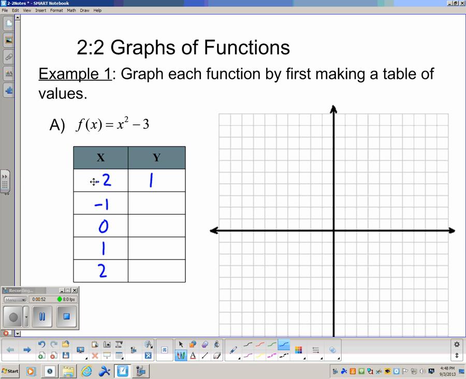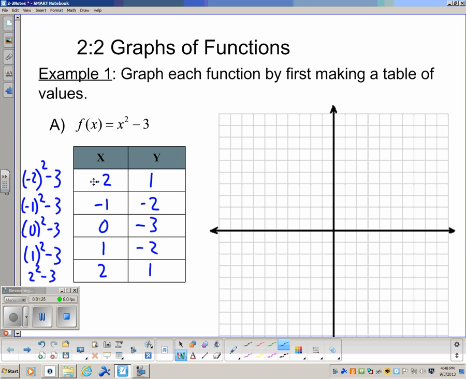In my calculator, I would probably just do negative 2 squared minus 3, and that gives me my value of 1. Then I do the same thing for the next one: negative 1 squared minus 3, so I get 1 minus 3, which is negative 2. My next one is 0, so 0 squared minus 3 gives negative 3. Then 1 squared minus 3 gives negative 2, and 2 squared minus 3 gives 1.